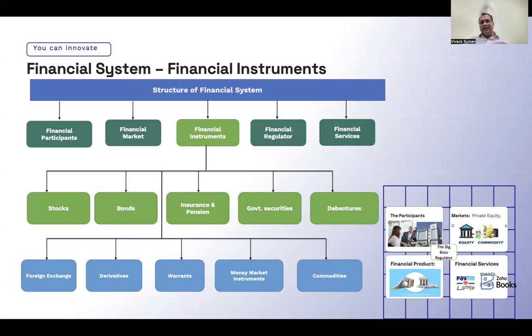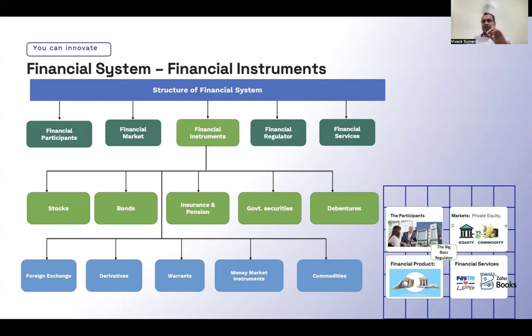In the US, if you want to buy, then it is the SEC; they bring T-bills in the stock market, government securities, and then there is a debenture. Then there is a secondary tier of financial instruments, which includes foreign exchange, derivatives, warrants, money market instruments, and commodity. Always remember this slide, because I have put certain items on the second tier. Take a screenshot. If you have a notebook, please write it down. First tier is stock, bonds, insurance, pension, government securities, and debenture. Second tier is foreign exchange, derivatives, warrant, money market, and commodity.